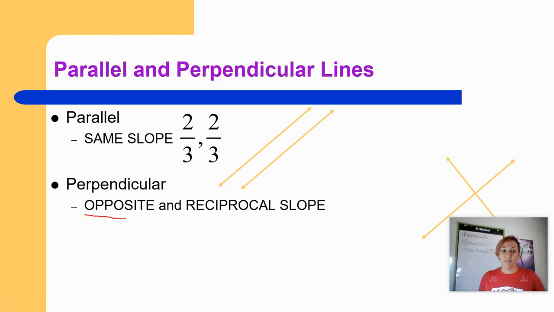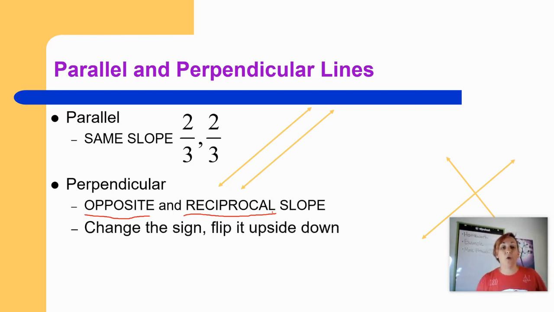Now, opposite and reciprocal are not the same word. They do not mean the same thing. Those are two completely different words, two completely different concepts. The word opposite means that the signs are opposite. So if one is positive, the other one needs to be negative. And the word reciprocal means that you're going to take a fraction and flip it upside down. So switch the numerator and the denominator. Opposite means different signs. Reciprocal means flip it upside down.